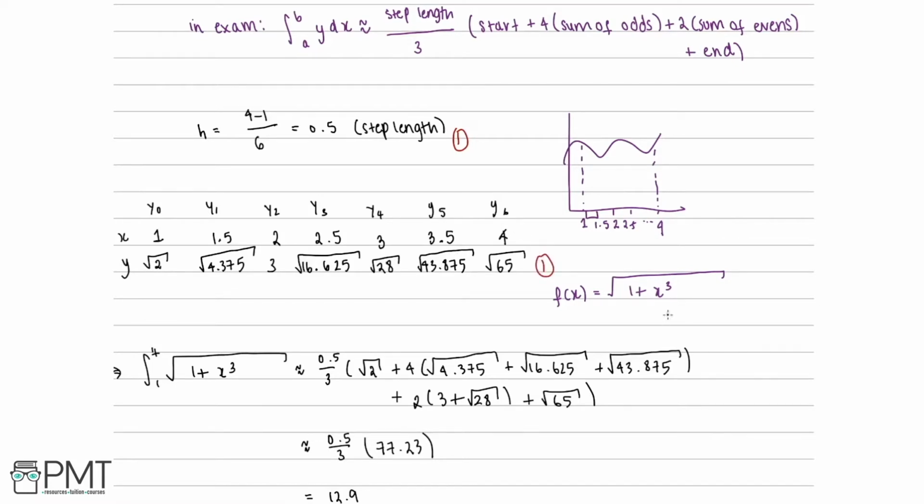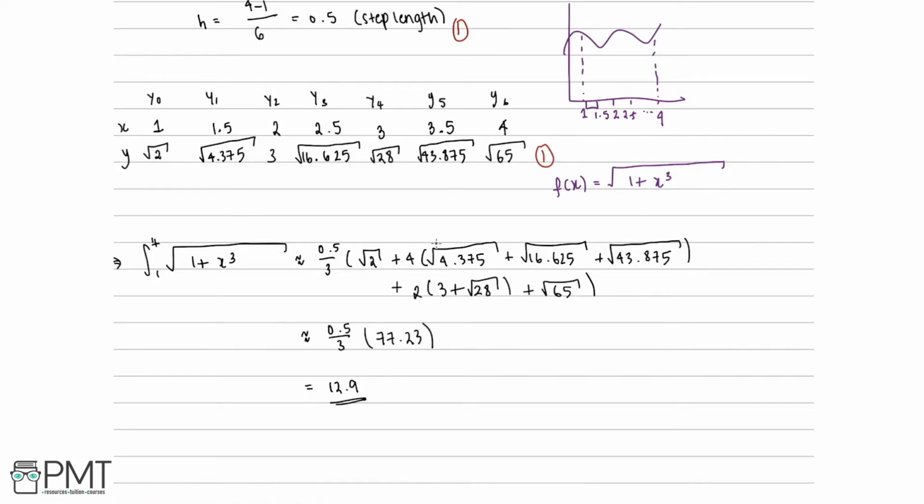You get another mark for putting it into our formula and finding out the value of 77.23, which is inside the brackets over here. You get another mark for putting it into our formula as a whole, so by doing 0.5 over 3 multiplied by 77.23. And you get your final accuracy mark for arriving at the correct conclusion, which is 12.9.